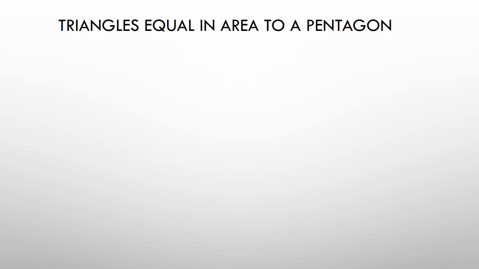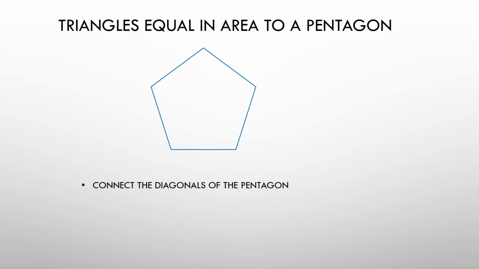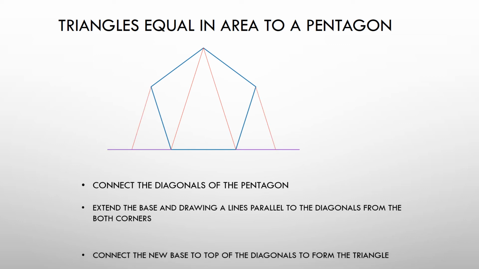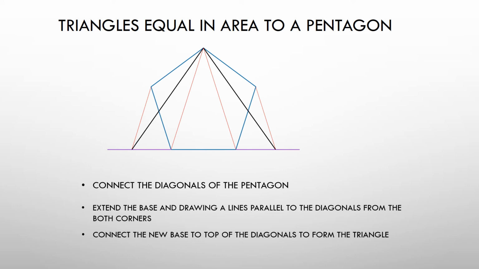Triangle equal in area to a pentagon. So in this case here, we have a regular pentagon. And if we connect the diagonals and we extend the base and we do parallel lines to our diagonal, what we would find is that the space in between is a triangle equal in area to that regular pentagon.